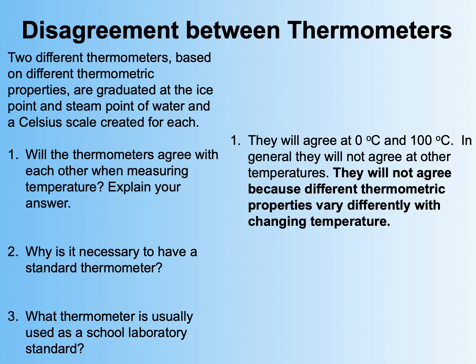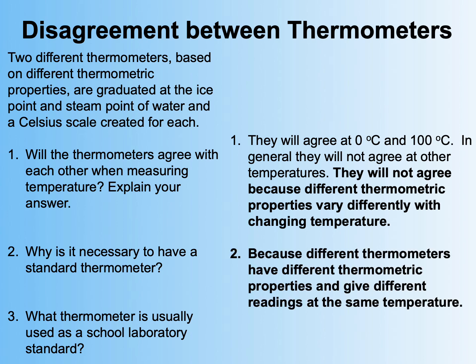Question 2 then, why is it necessary to have a standard thermometer? It links to this concept again, because different thermometers have different thermometric properties and give different readings at the same temperature. And then question 3, very often asked as well, is what type of thermometer is used as a school lab standard? That is our mercury and glass thermometer. That is the one we used in our experiment last week.